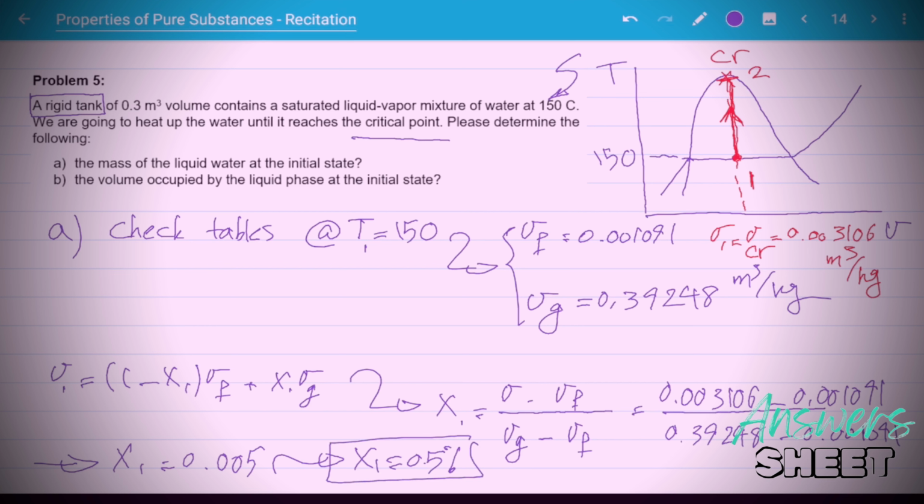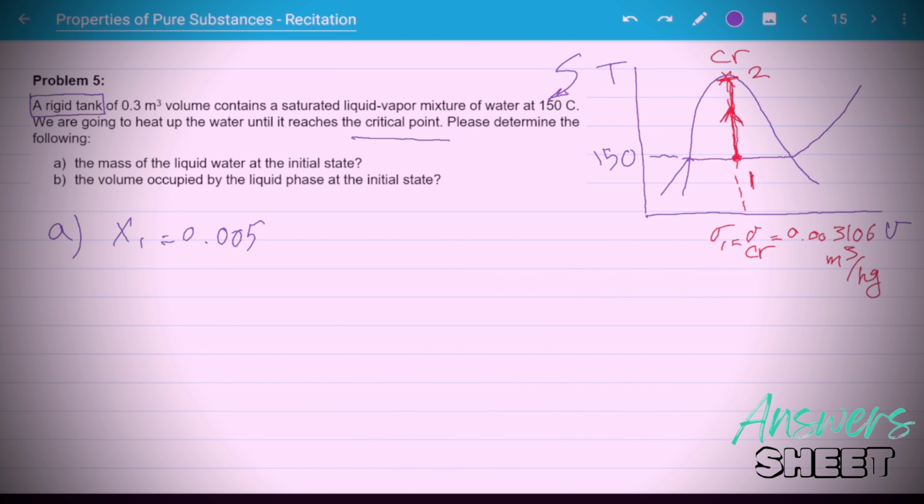So we found the quality. Now let's use that to find the actual mass. Okay, I cleared up the calculation space so we can proceed with our solution. First, let's find the total mass of water in this rigid tank.